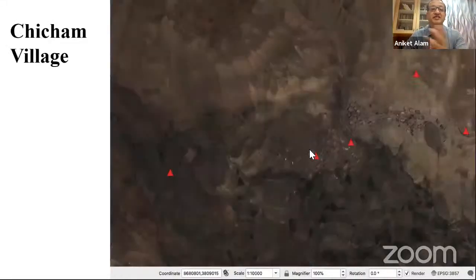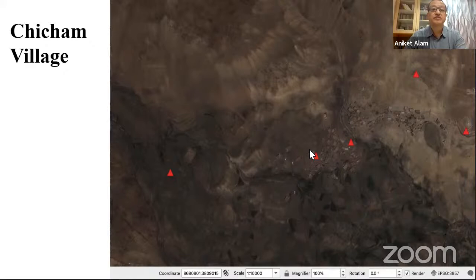And the others, like this Chicham village, you can see the habitation. This is not as clear, but you can see the agricultural fields at the bottom and the bare mountains on the top of the picture. And you can see the small buildings all over, and you can see the placements of the chorten.